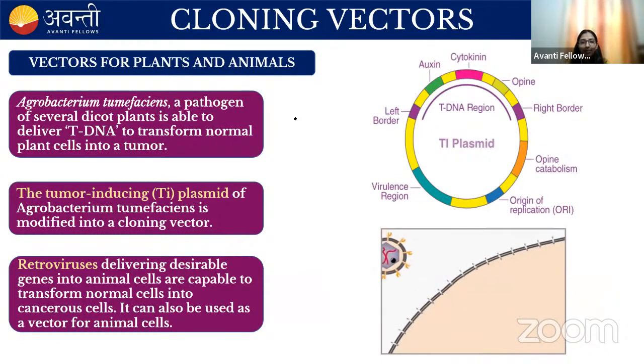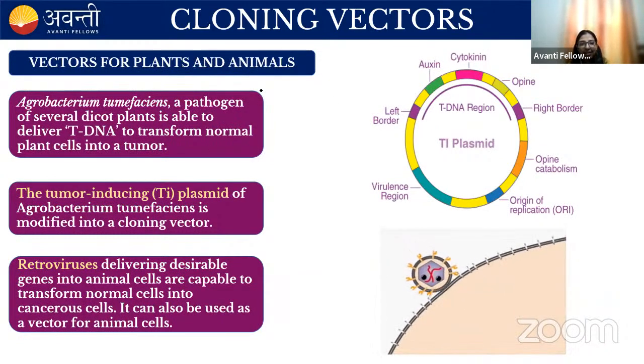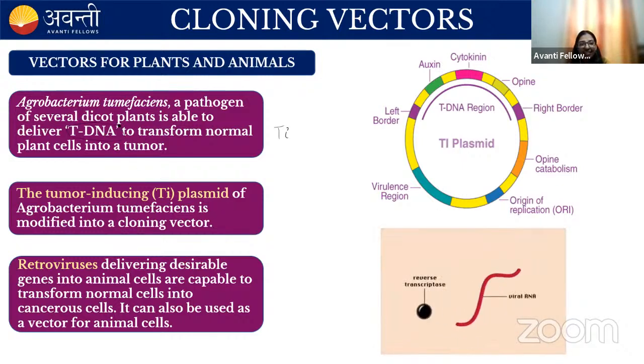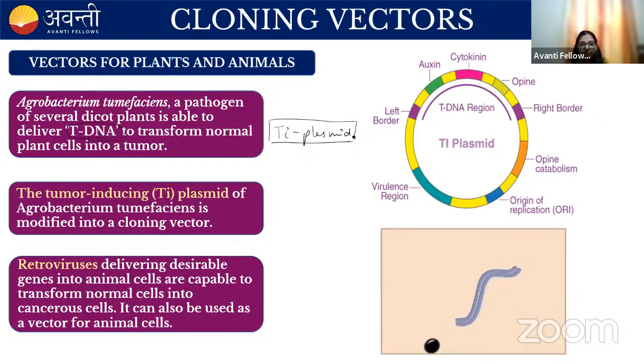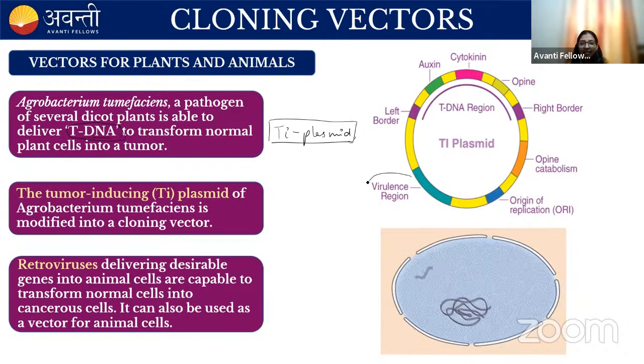There are two types of vectors present for plants and animals. For plants, we use Agrobacterium tumefaciens. It's a pathogen which causes the crown gall disease or the tumor disease in dicot plants because it transfers the DNA which is known as tDNA. So for plants, we use a Ti plasmid. The Ti plasmid contains the virulence region, okay? And this virulence region is responsible for causing the crown gall disease or the tumor disease in the host cell.